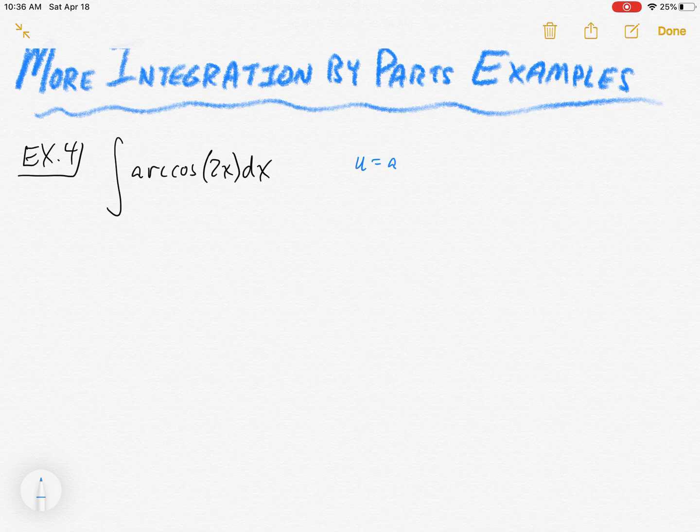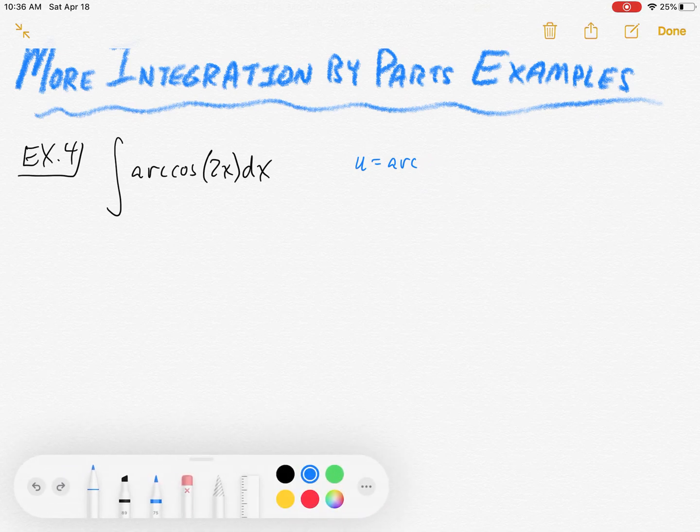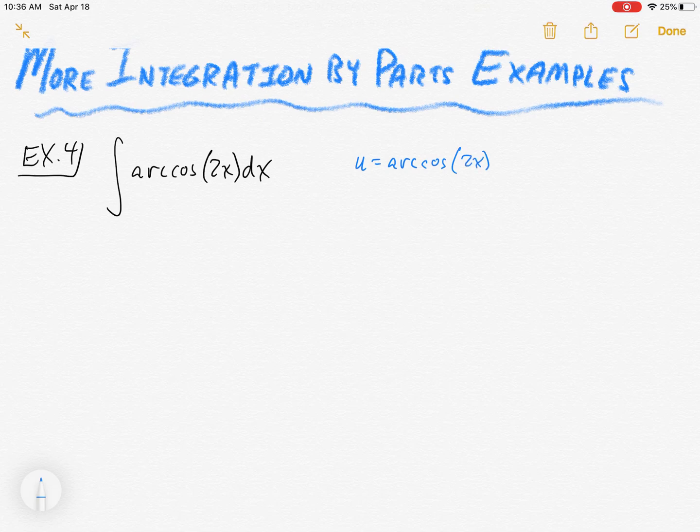I mean, we have to pick a u, we have to pick a dv, as we talked about last time. Well, since I don't know how to integrate arc cosine 2x, that's what I'm trying to do, it's going to have to be in the u position. And then the dv will have to just be dx. There we go.